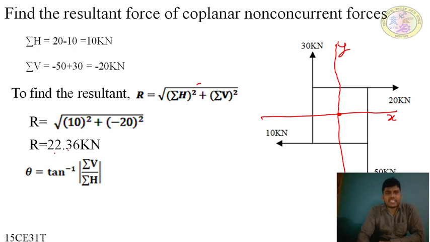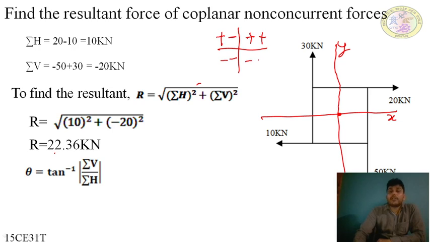The 22.36 kilonewton resultant force we have received from the horizontal and vertical components, where the horizontal component is positive and the vertical component is negative. In which quadrant does it lie? Let us see once again. Here both are positive. Here vertical component is positive and horizontal is negative. Here both are negative. Here vertical component is negative and horizontal component is positive. So vertical component negative and horizontal positive means the fourth quadrant.